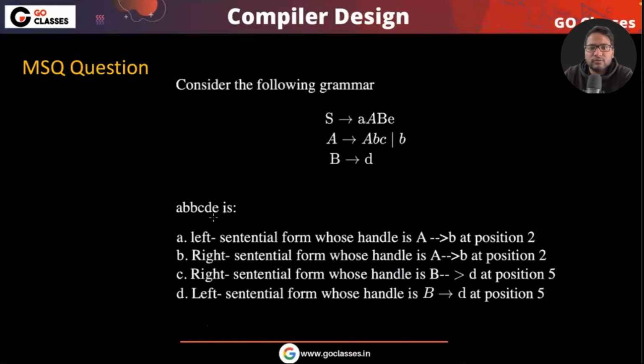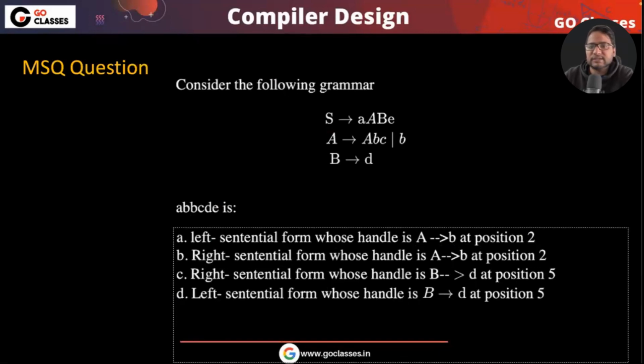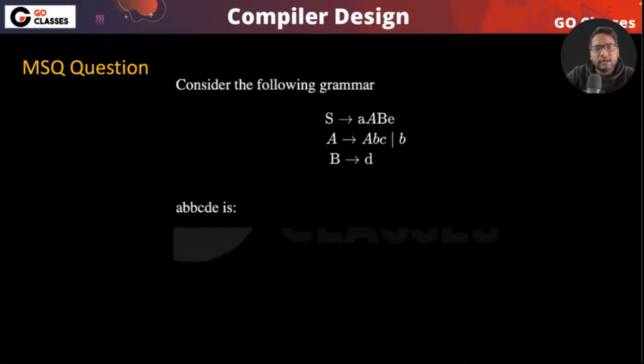Now let's see this question, what they're saying. Given this, can you tell me, if I treat this as a left sentential form, then whose handle is it, then A gives B at position 2. Okay, so let's just go to the next page. Can you tell me, if you treat this as a left sentential form, then what is the handle? If you treat this as a right sentential form, then what is the handle?